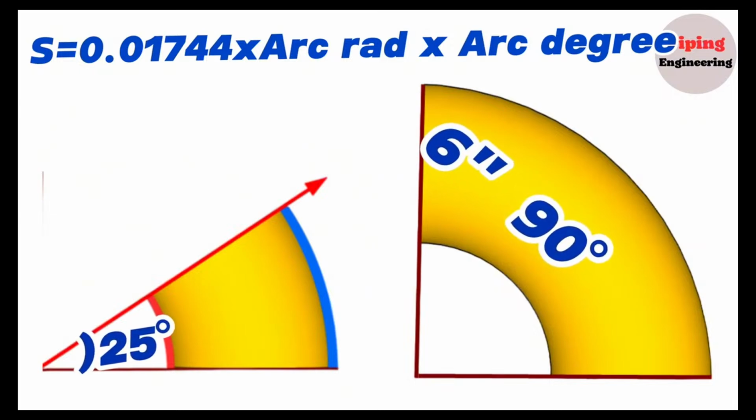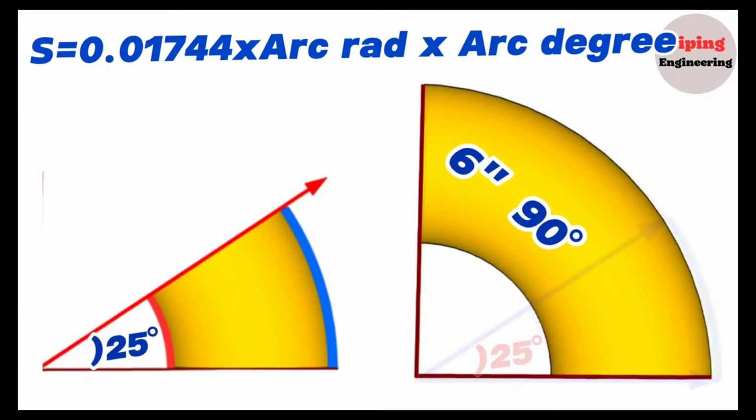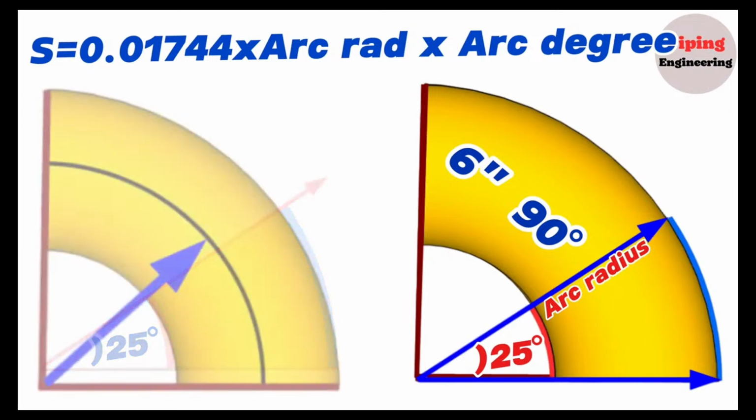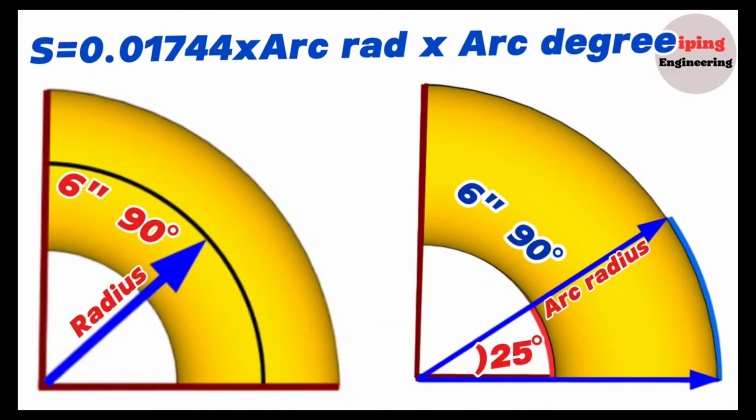Let's learn how to mark and cut a 25-degree elbow from a 6-inch 90-degree elbow using this formula. We first measure and mark the distance from the outer upper edge of the 90-degree elbow to the length of the 25-degree arc. To calculate this distance, we need to know the radius of the arc according to the arc length formula. If we find the radius of a 6-inch 90-degree elbow, we can easily find the radius of a 25-degree arc. The radius of the 6-inch 90-degree elbow can be found on the elbow dimension chart, or we can calculate it ourselves. Let's first calculate it ourselves and then check it with a chart.